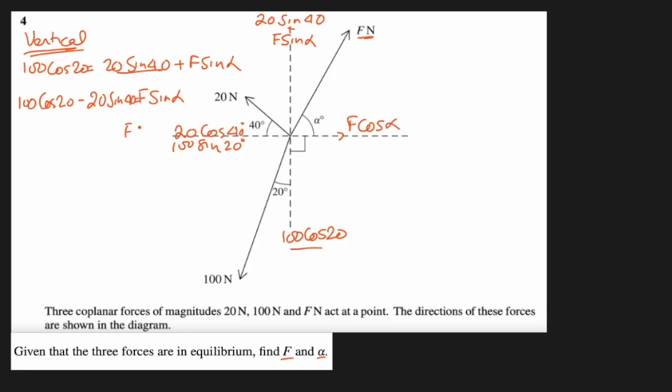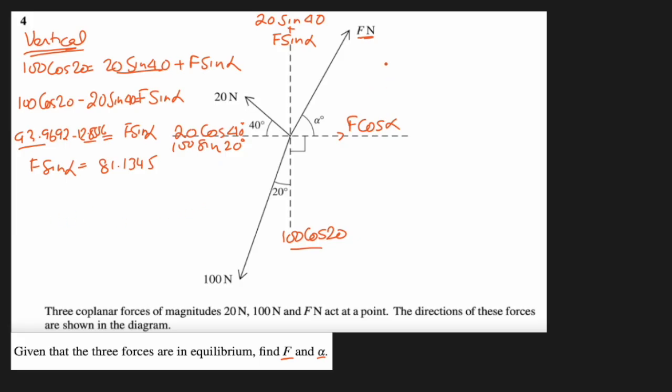So F sine alpha will be equal to how much? If I evaluate this one, it comes out to be 93.9692 minus this will be 12.8556. So F sine alpha is this minus this, which comes out to be 81.1345. Let's keep these many digits so that it gives us more accurate answer.